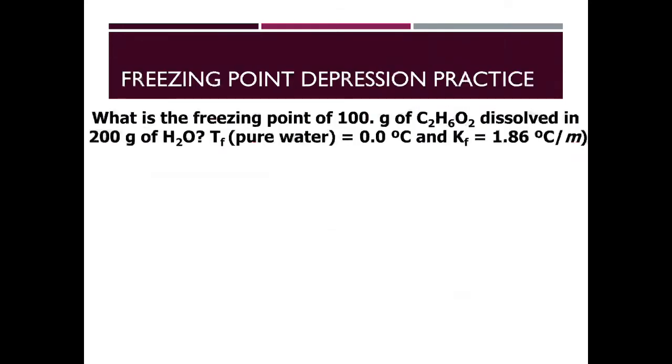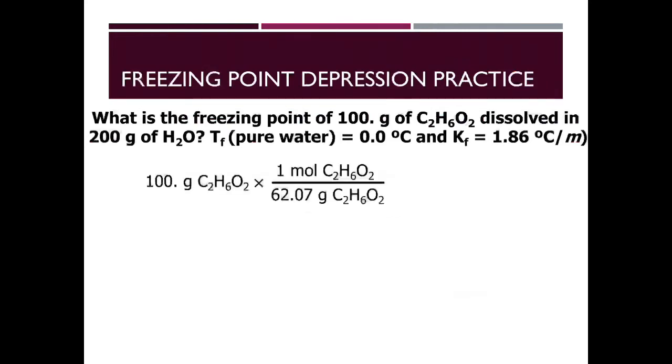What is the freezing point of 100 grams of C2H6O2 dissolved in 200 grams of water? Okay, so first we're going to need to calculate our moles of our solute. So we'll take our 100 grams, divide that by the molar mass, and we will get our moles of our solute. And remember, molality is always moles of solute over kilograms of solvent.